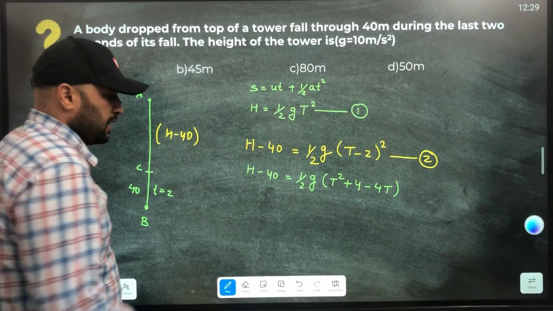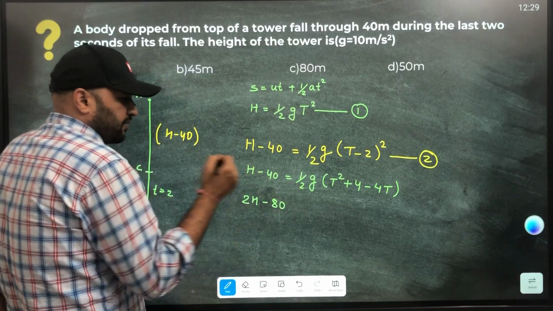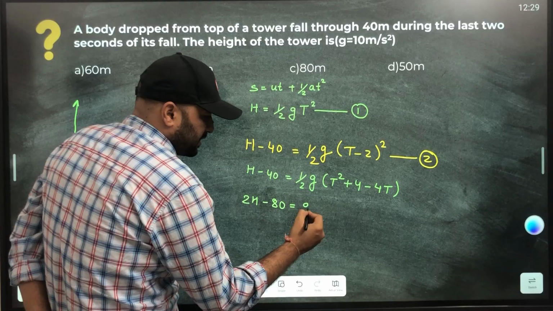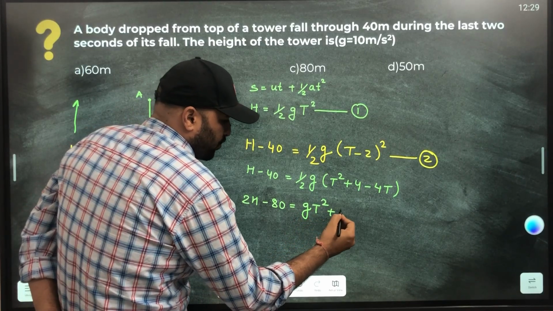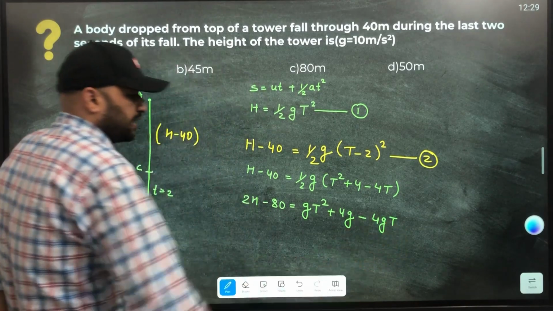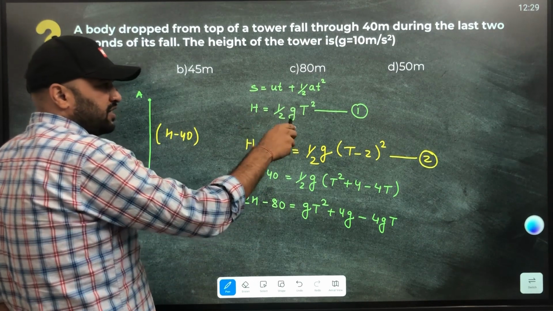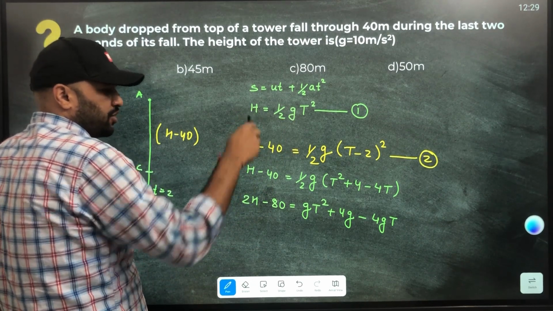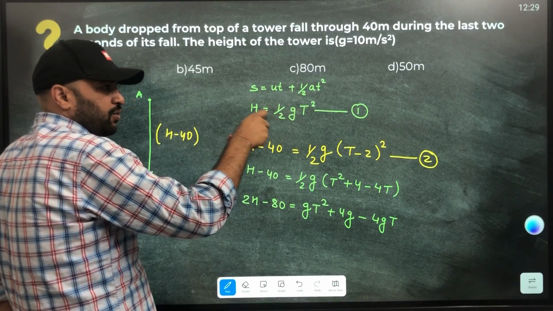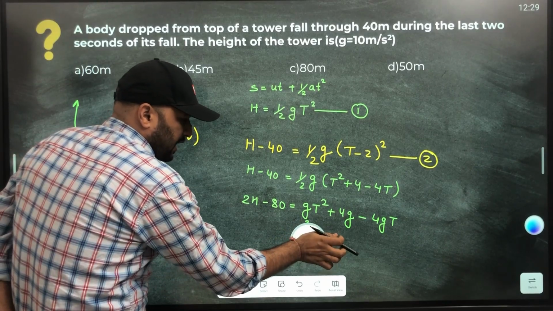Clear? Okay. 2H minus 80. I am just taking this 2 on the left hand side. 2H minus 80 will be equals to G multiplying inside. GT square plus 4G minus 4GT. I hope this is clear. Clear? Now what is GT square? GT square from first equation, it's 2H. Let me repeat again. GT square is how much? Taking 2 on the other side, it's 2H. So I am writing here 2H.